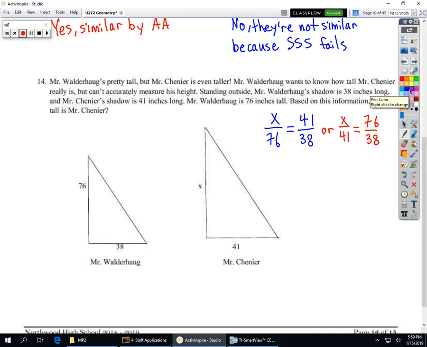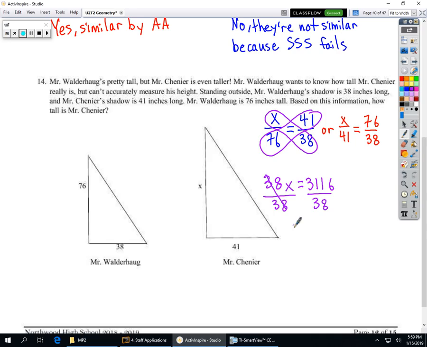So let's cross multiply. I'm just going to do the one on the left. x times 38 is 38x. 41 times 76, that's a very large number, which I've already written. That is 3116. I divide by 38 from both sides. x equals, that's 82 inches. All right. Set up a proportion equation and then solve it.